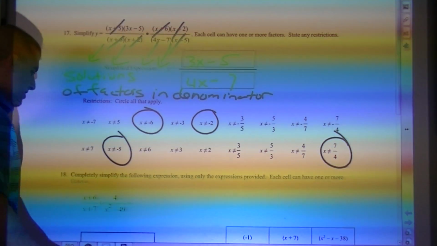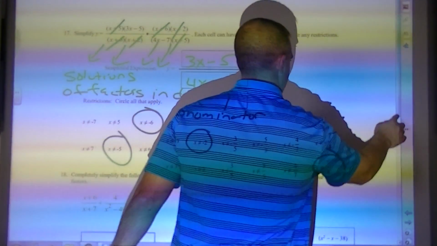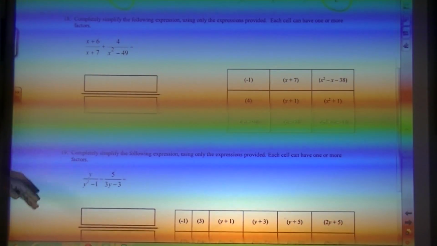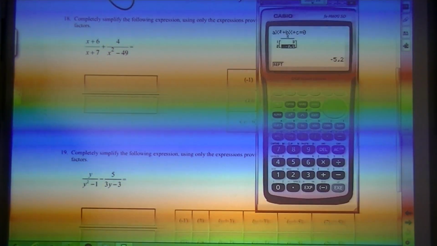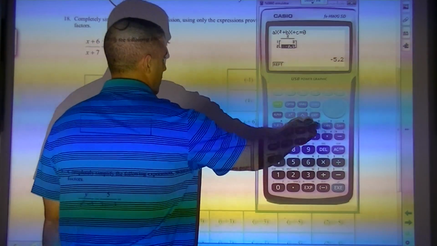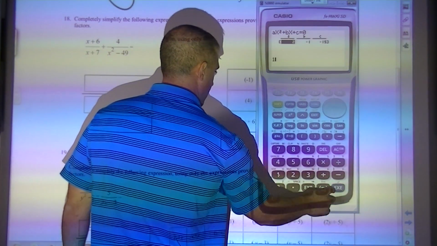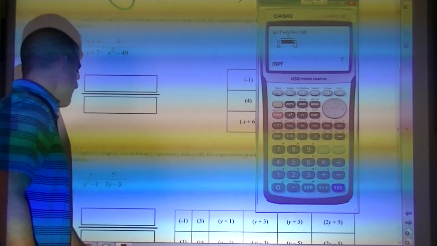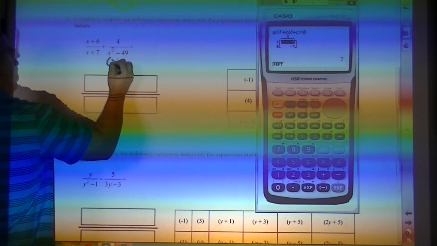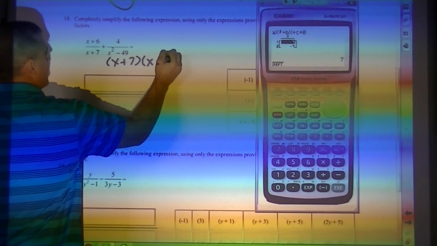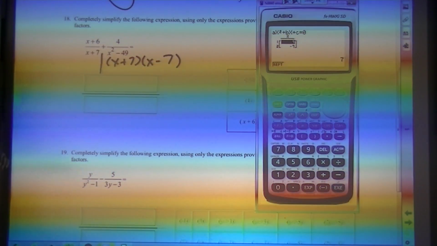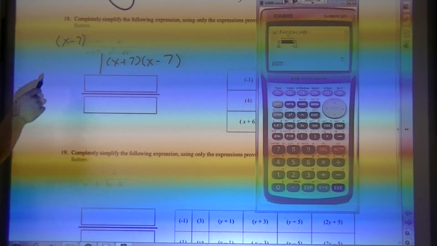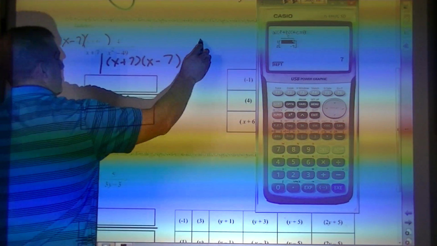Pretty simple. Scrolling down. Here's another addition subtraction problem. Got to make sure I reduce first, or factor first. So I got x squared minus 49. That's going to be x plus 7, x minus 7. Now, this side here is missing an x minus 7. What you have to do here is use the boxes because you're going to multiply both of those.